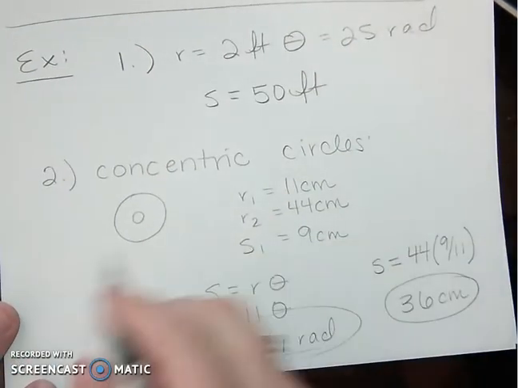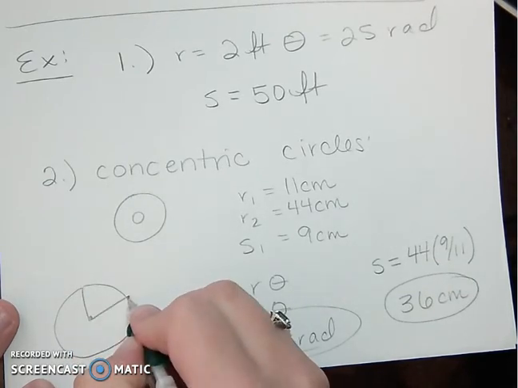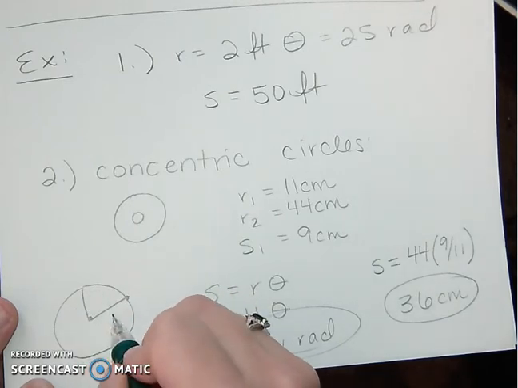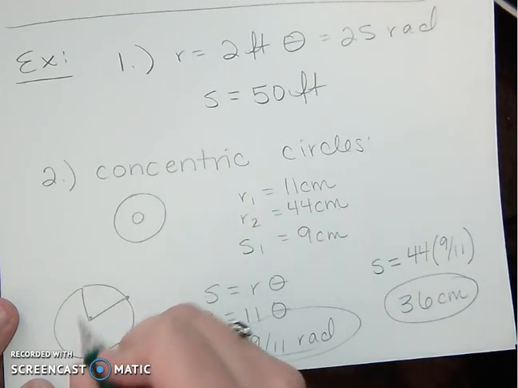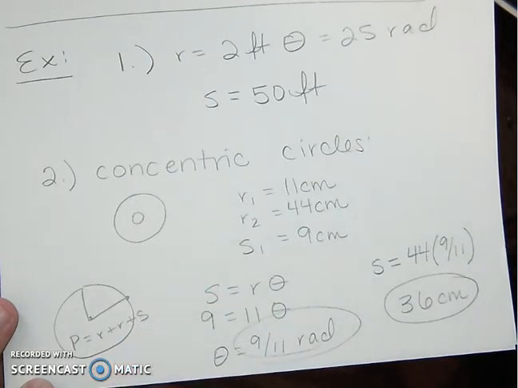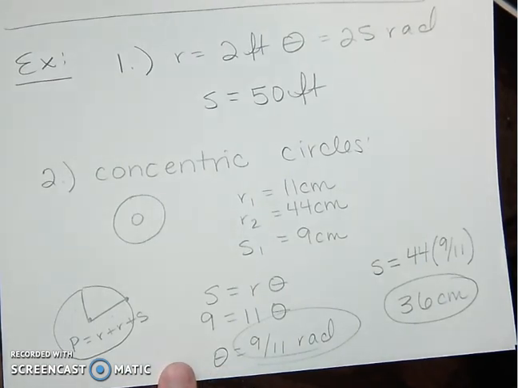The last thing could be if you're asked to find the perimeter of a sector. Remember, the perimeter of a sector would be the radius plus the arc length. So perimeter would be R plus S. Okay? And that is all of 4.1.